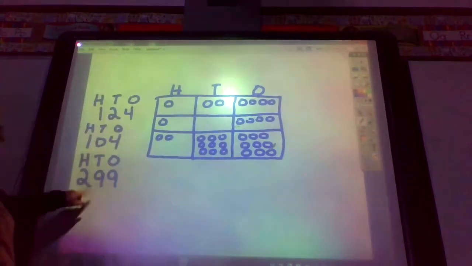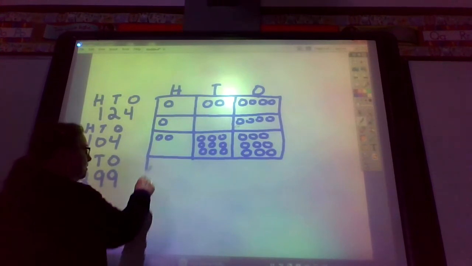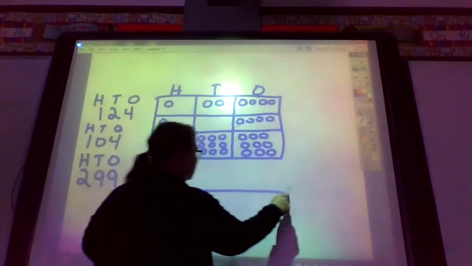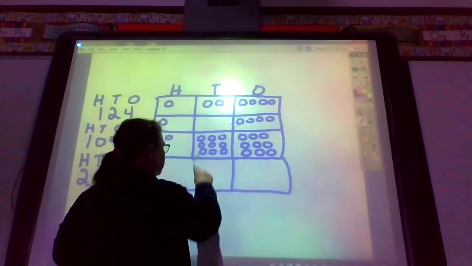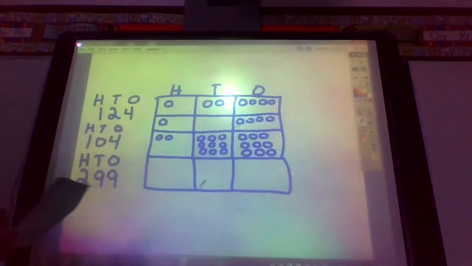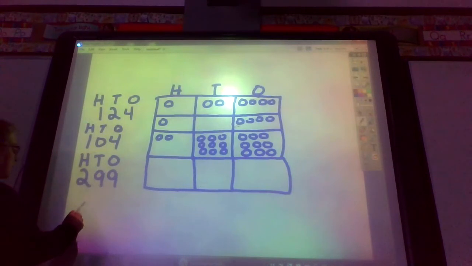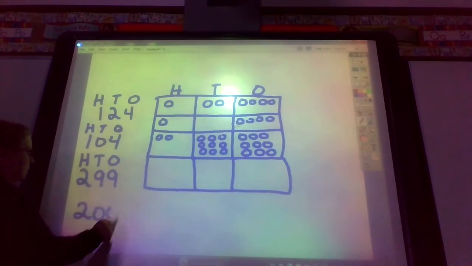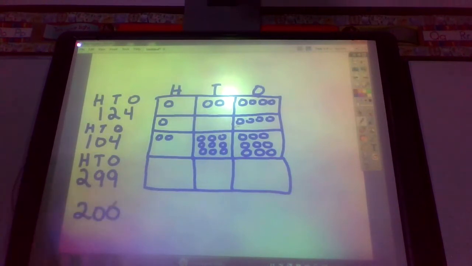299. Same as my number over here. Okay, now I've got to make my place value chart a little bigger so I can do the next problem. If you need to, or if you need to move someplace else, you can do it this way. My last number is 200. Let's label it. We want to label it first.